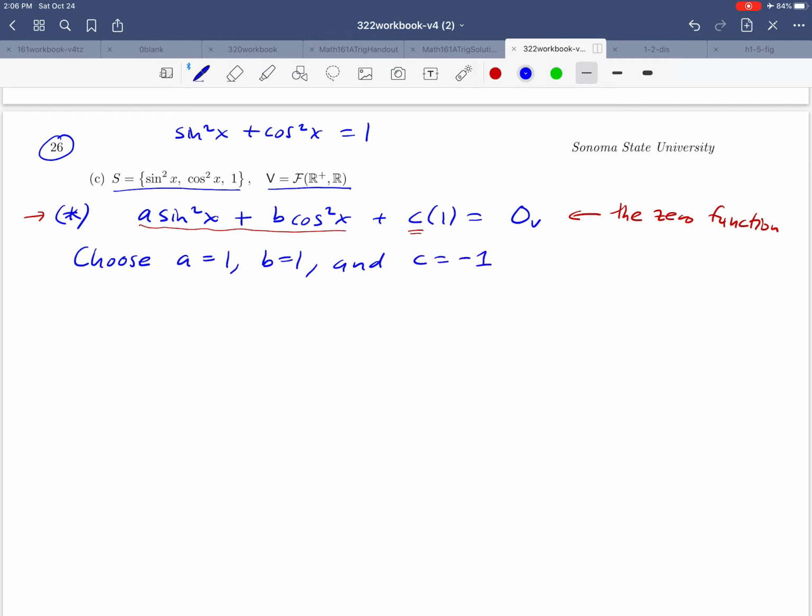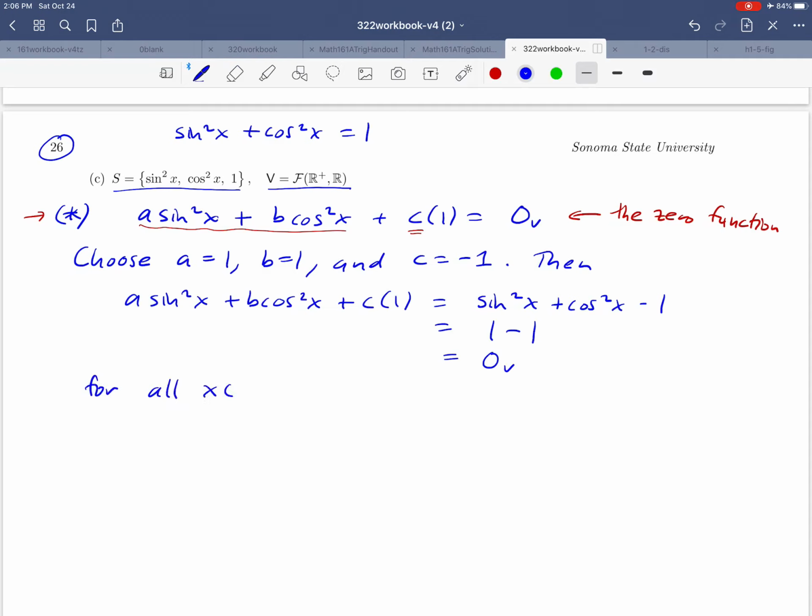Okay, so we'll let c be -1. If we do that, notice what happens. That means then, just rewriting our equation, since a and b are both 1, we're just going to get sine squared x plus cosine squared x, and then c is 1, so we're going to get plus 1. Or I'm sorry, c is -1. Okay, back up. We're going to get a -1 there. And then we notice from the trig identity, sine squared plus cosine squared is 1, so we get 1 minus 1, and that gives us the 0 function.